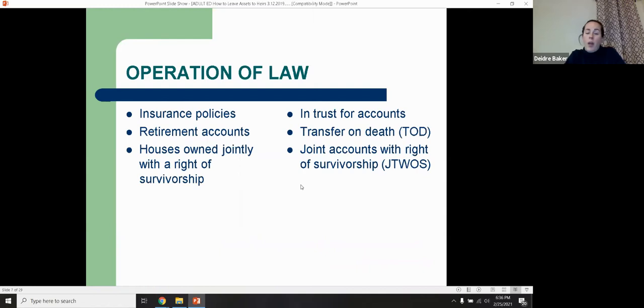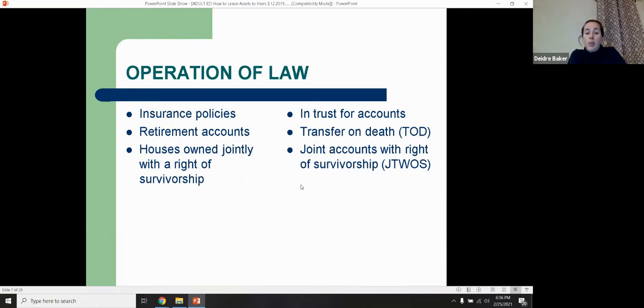The second general way that property passes in New York State, or any state really, is by operation of law. So operation of law essentially means that at the death of one person, the asset has a place to go because it meets one of these requirements here. So it's something that either has a joint owner or it has a beneficiary.